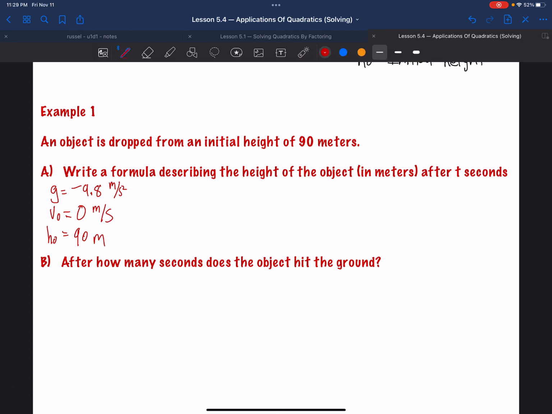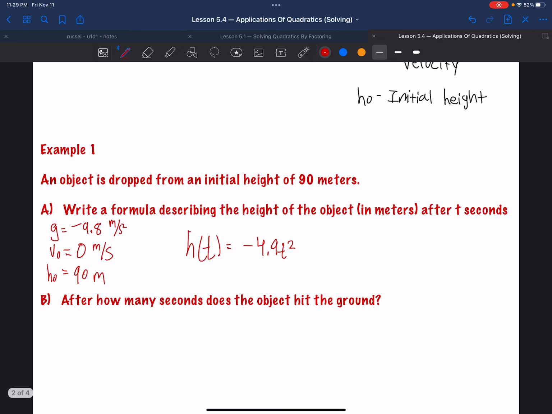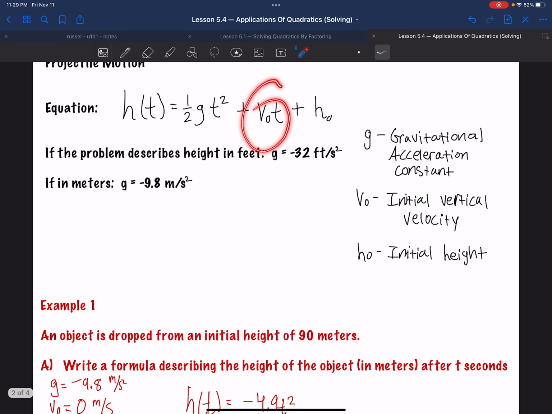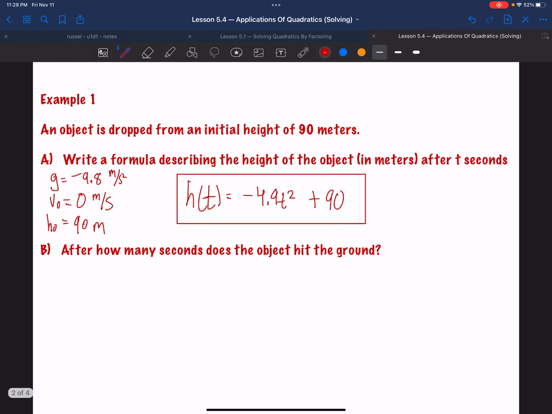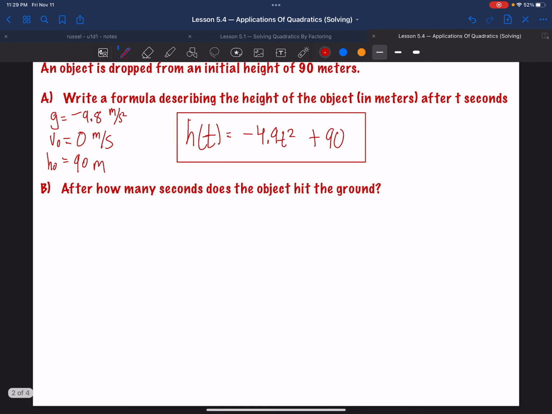So if I write this, h of t equals 1/2 gt squared. Well, g is negative 9.8, so this is going to be negative 4.9 t squared plus 0t, because v naught is 0, right? v naught is 0, so that's 0t. And then the initial height was 90 meters. So I got it. Box my answer. I'm getting really sleepy. All right, so that is the height of the object. All right, let's move on.